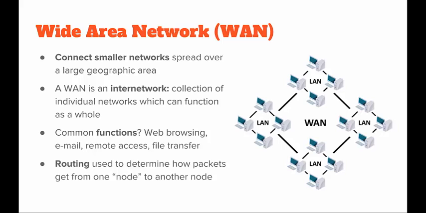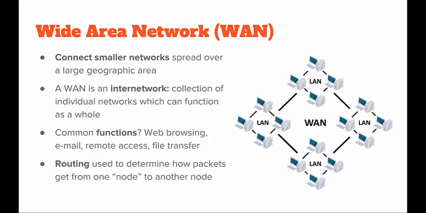Contrasted with a LAN is a wide area network, or a WAN. These connect smaller networks spread over a large geographic area. WANs are sometimes called internetworks, which are collections of individual networks functioning as a whole. And the common functions with WANs include web browsing, email, remote access, and file transfer. For example, the Internet is a WAN.